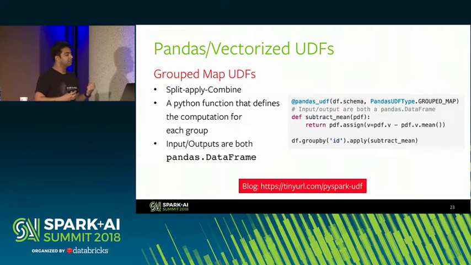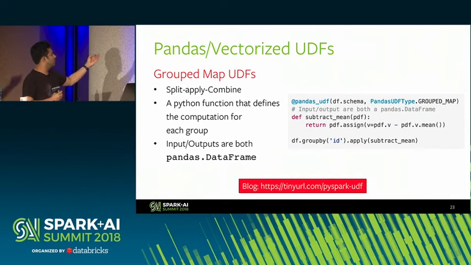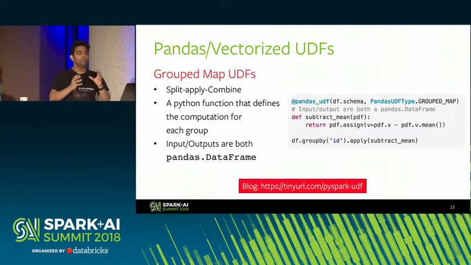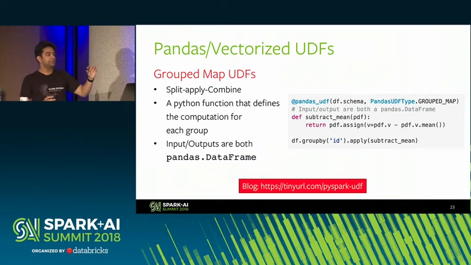And there is a Python function that actually defines the computation for each group. In this specific case, we have the subtract mean example. Here, essentially, you are just operating on a data frame, first of all grouping by this ID, and then for each group you iterate over all of these entries and subtract the mean of the values of this group. So this is an example of the group map UDF. And as you saw, they are around 100 times faster for Python.